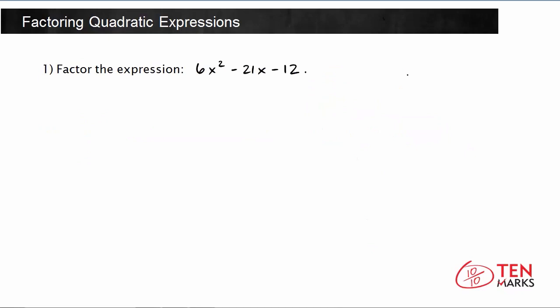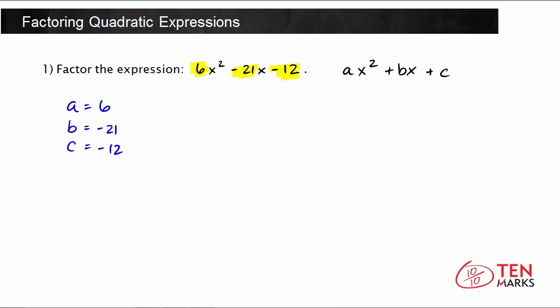Factor the expression 6x squared minus 21x minus 12. Now remember, to factor means we want to find the two binomials that were multiplied by each other to form this quadratic expression. So recall that the standard form is ax squared plus bx plus c. Why I want to use this standard form is because we want to identify certain values for a, b, and c. So let me highlight them. This is the value of a, here's the value of b, and here's the value of c. So that means that a equals 6, b equals negative 21, and c equals negative 12.